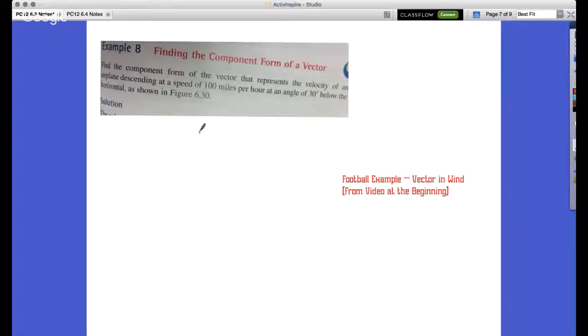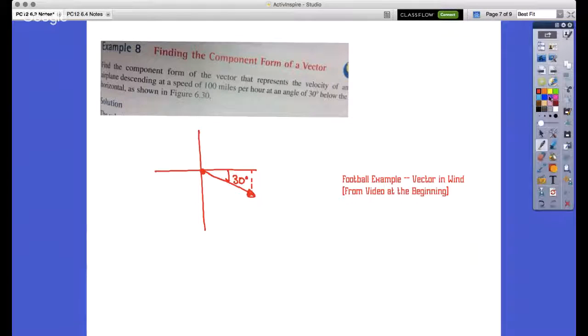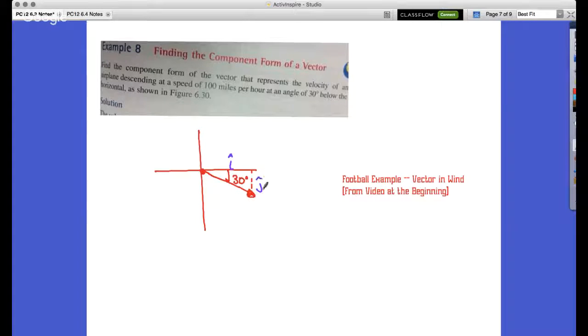It represents velocity. It has a speed of 100 miles per hour and an angle of 30 degrees below horizontal. So it's kind of descending, right? It's descending as the plane is. So I start at 0, 0, and it says below the horizontal, so we know 30 degrees is going to be in that direction. I'll make this triangle here. Next thing I'm going to do is I know that my I and my J are going to be here and here. Again, I use that in physics over the component. So I've got to find what I and J are.